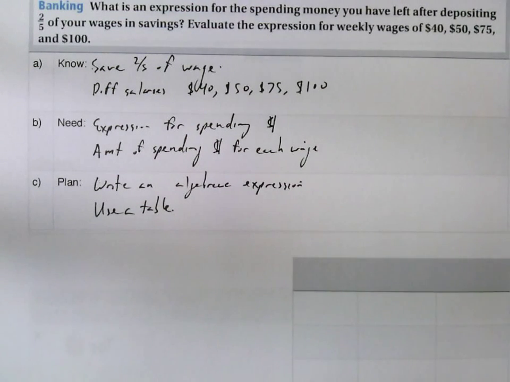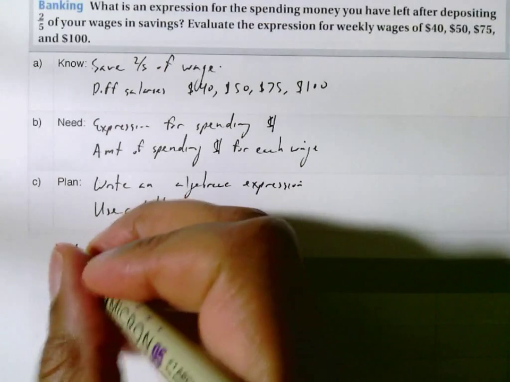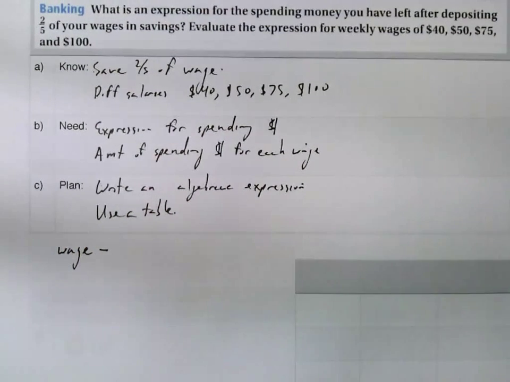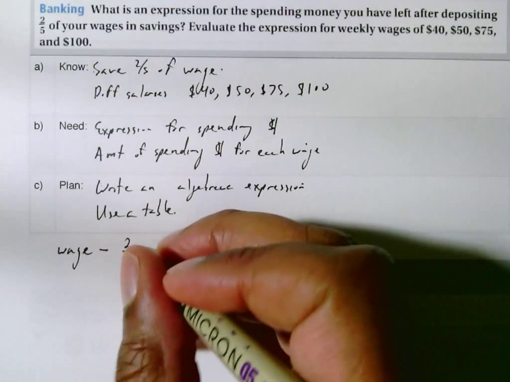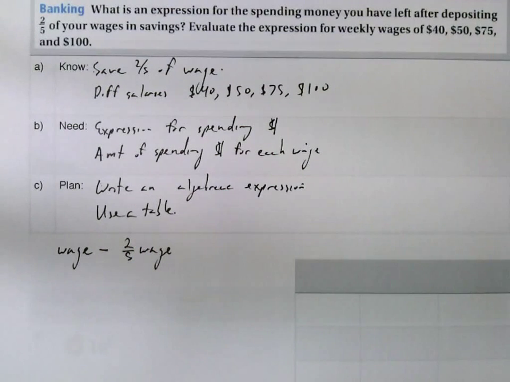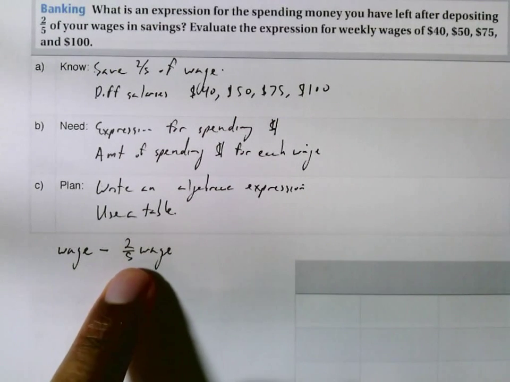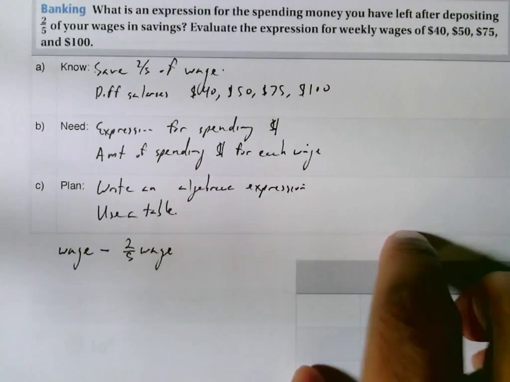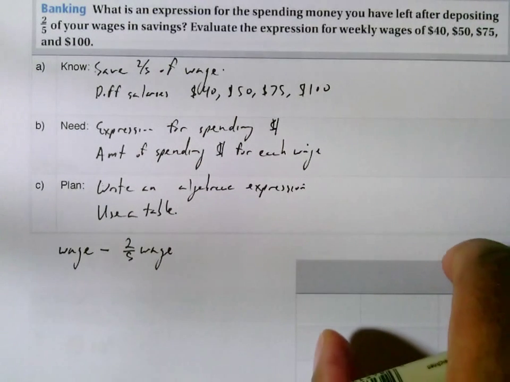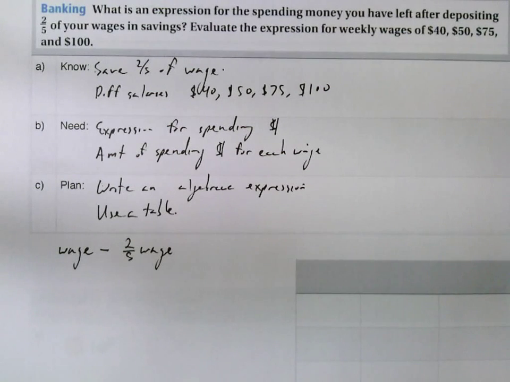So we look at what's happening, think about the money. So every week you're making some sort of cash. And we're saying that you save 2/5 of your money. So whatever wage you make, you're going to take 2/5 of your wage away. And what's left over is what you keep, what you can spend. Right, so your wage minus 2/5 of your wage, which is how much you save, what's left over is what you keep. So now let's try to write that as some sort of expression.